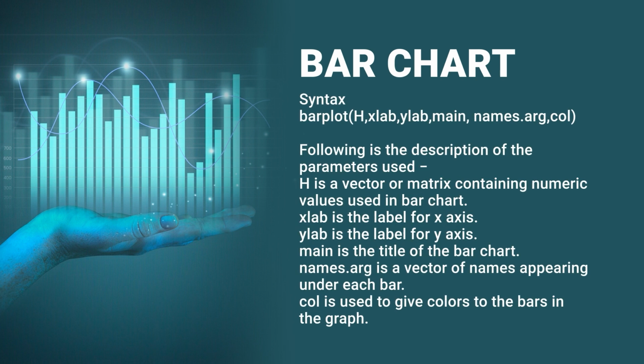So it is H, xlab, ylab, main, followed by names.arg, and then col, again it's the color that you can give to the graph. So H is again a vector or a matrix, these are the values for which you want to draw the bar chart. And xlab is the x axis label, ylab is the y axis label, and then there is main. So main is again the title of the chart, and names.arg is a vector of names appearing under each bar. So I'll show you what I mean by this.